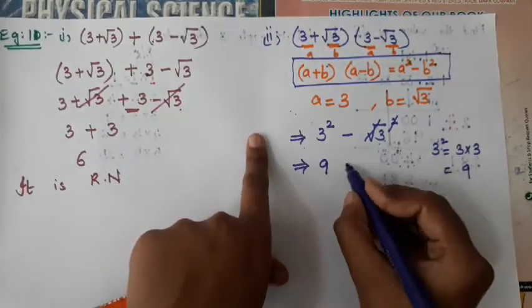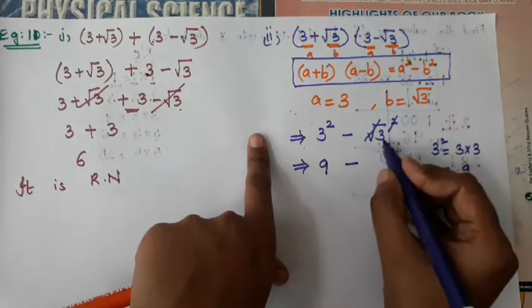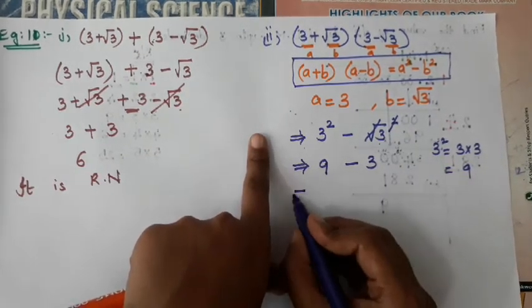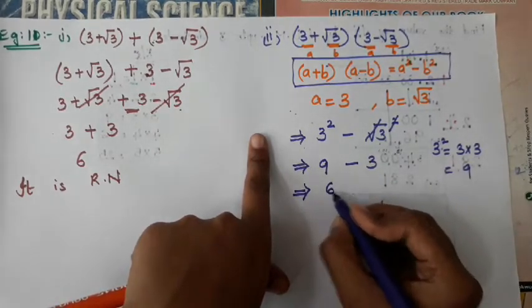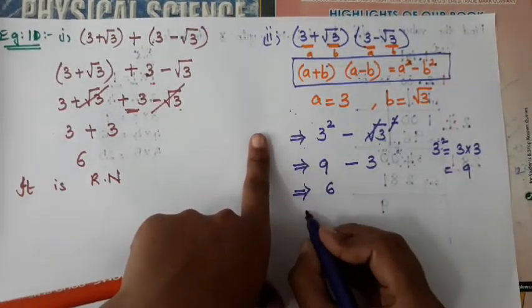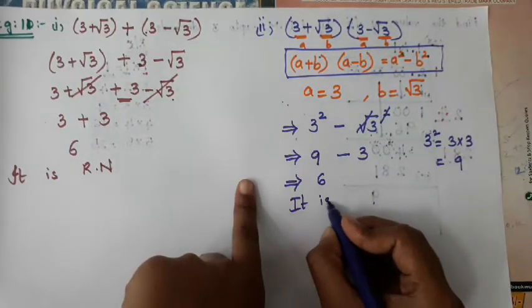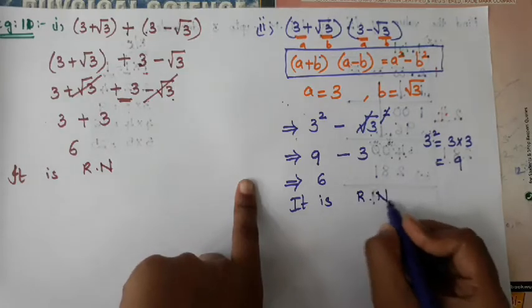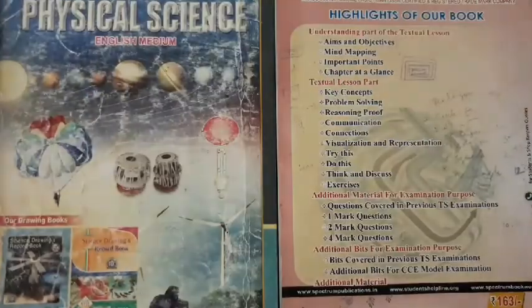Now minus, we cancel square and root, so what are we left over with? 3. So 9 minus 3 is nothing but 6. So 6 is which number? Is it irrational or rational? It is a rational number. Next, we have 4 sums in this.